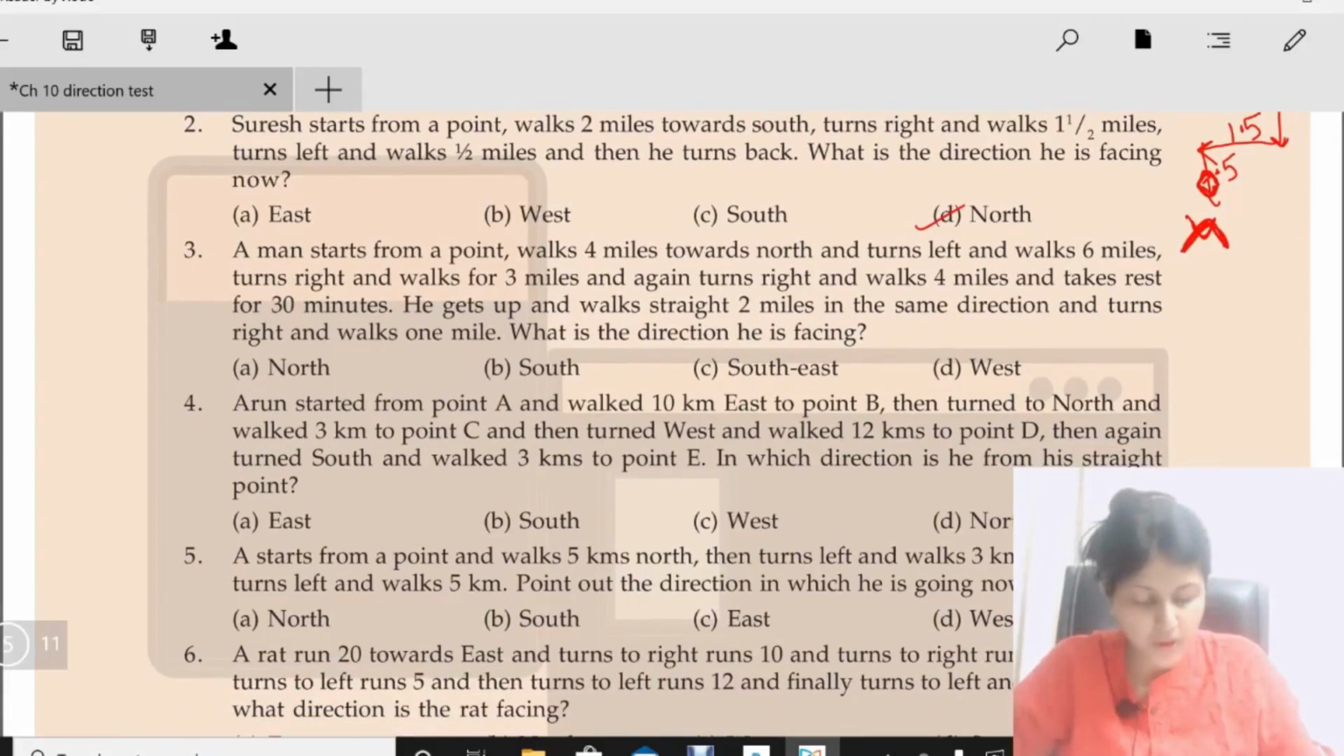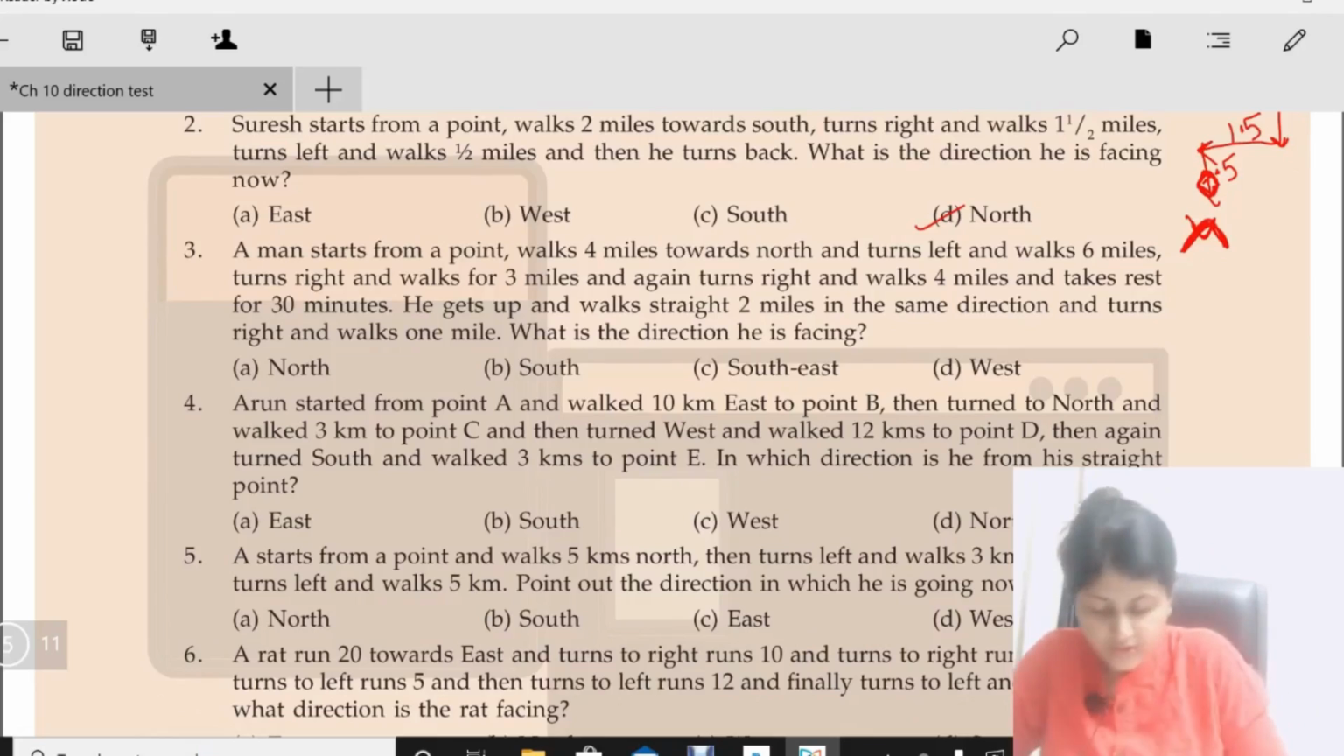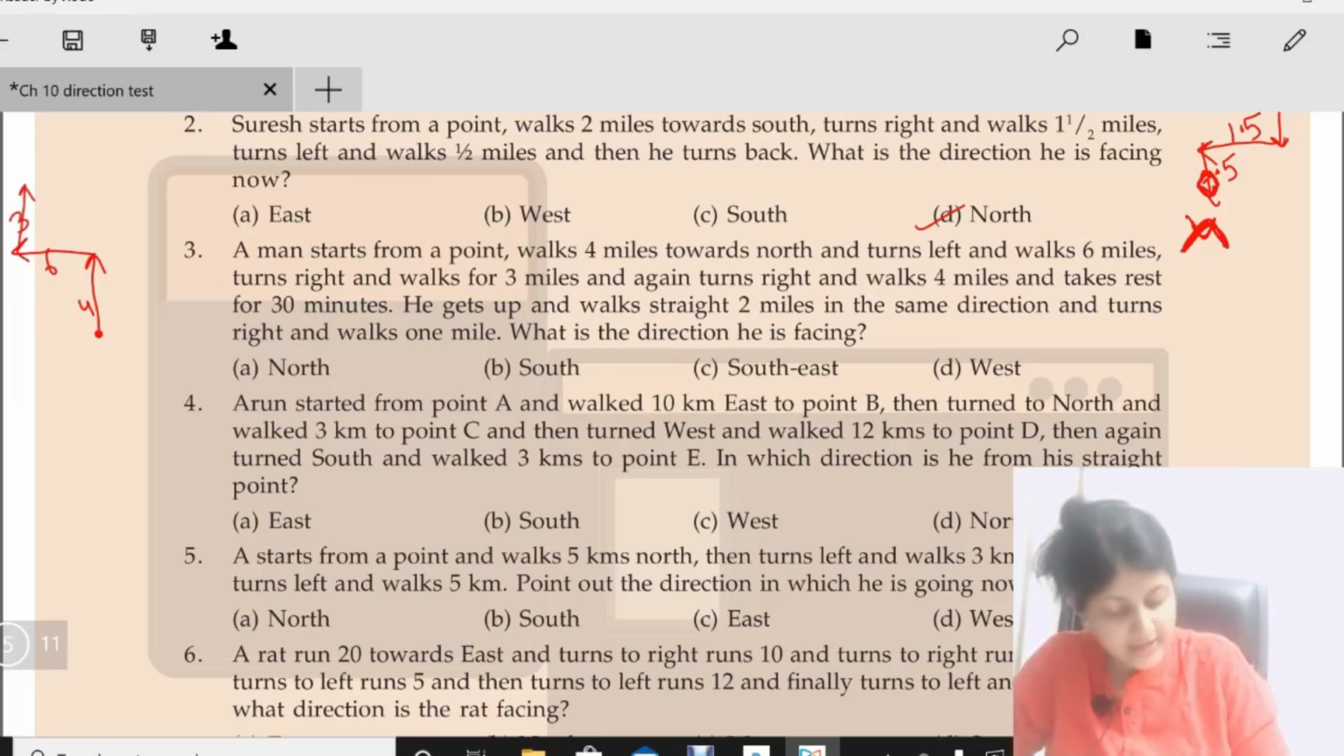A man starts from a point, let's draw here, walks 4 miles towards north, and then turns left and walks 6 miles, turns right and walks 3 miles, and again turns right and walks 4 miles, and takes rest for 30 minutes.